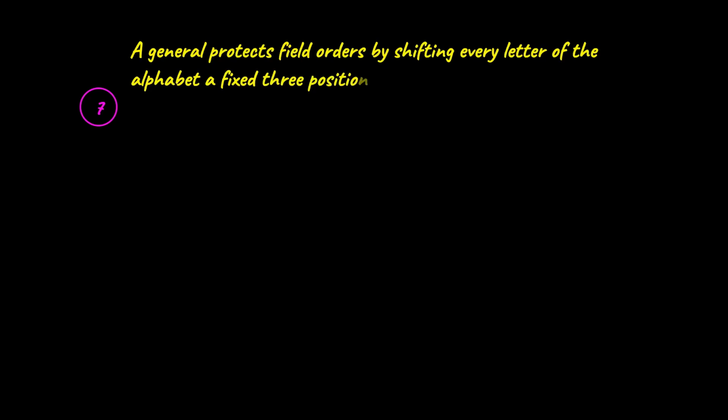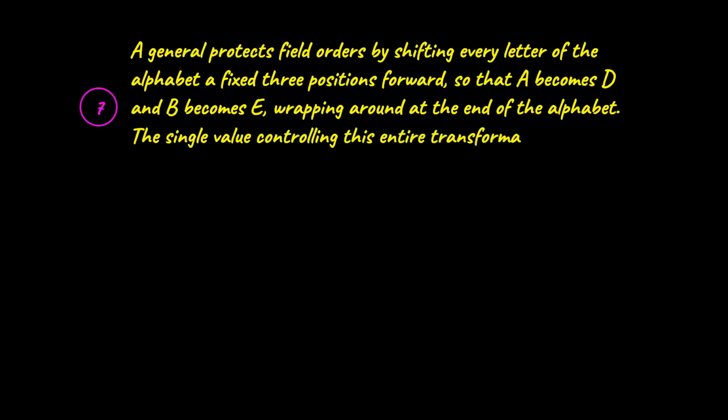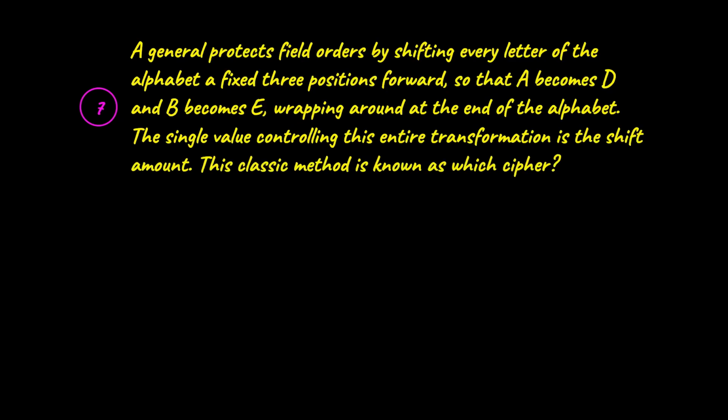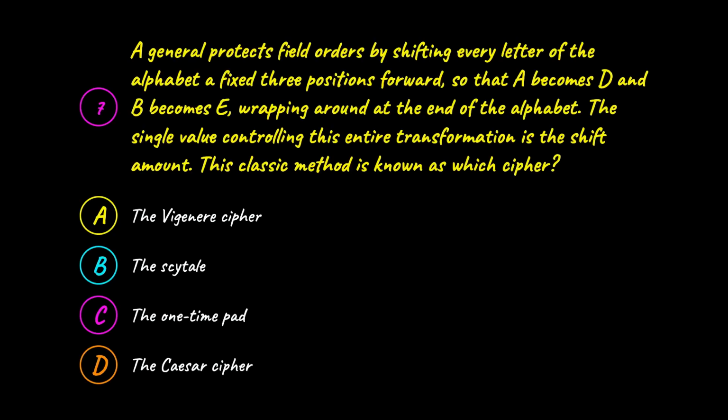Question 7. A general protects field orders by shifting every letter of the alphabet a fixed 3 positions forward, so that A becomes D and B becomes E, wrapping around at the end of the alphabet. The single value controlling this entire transformation is the shift amount. This classic method is known as which cipher? Your options are A, the visionary cipher, B, the Scytale, C, the one-time pad, D, the Caesar cipher. Don't overthink it. Which one feels right?